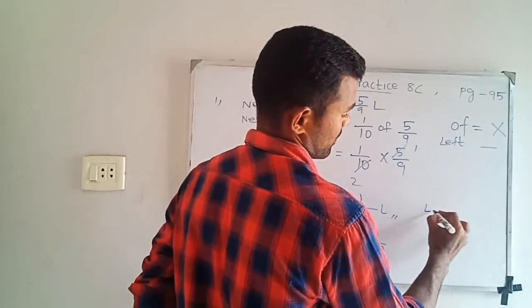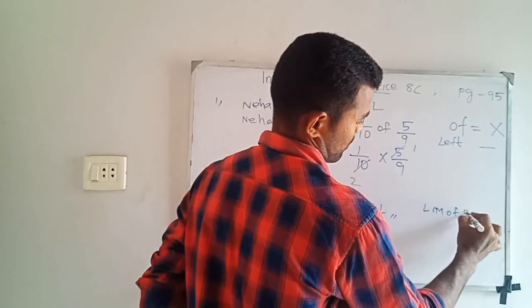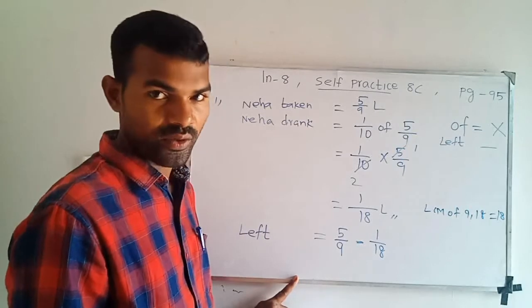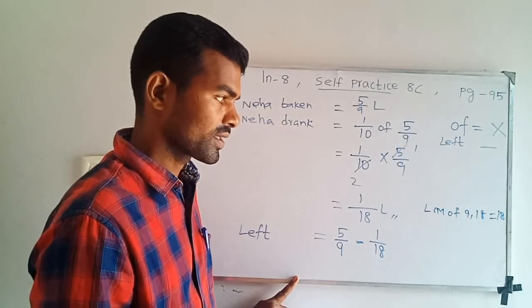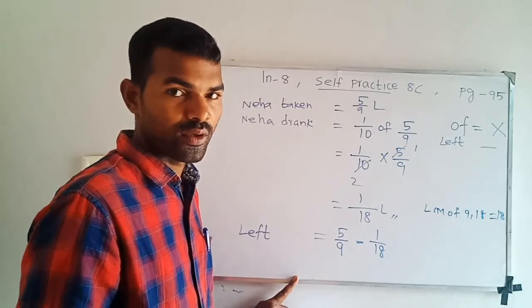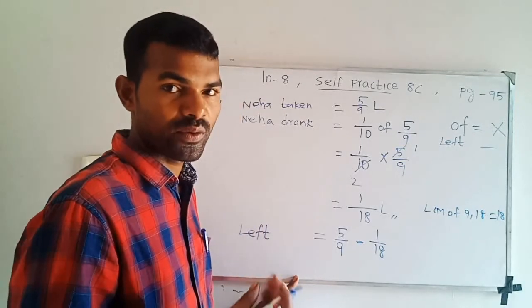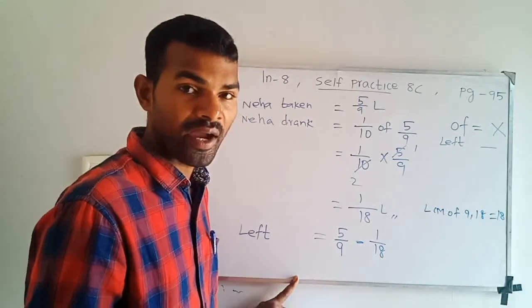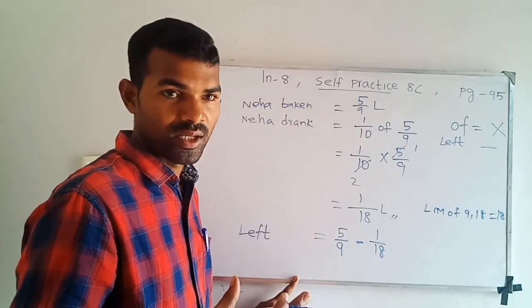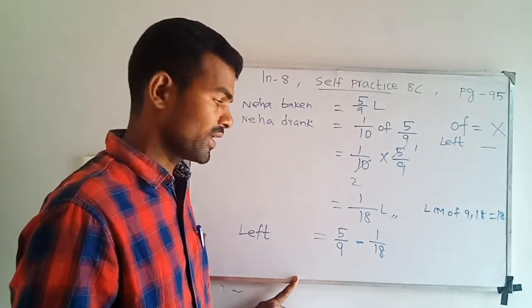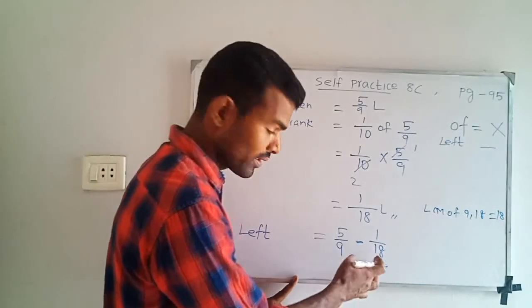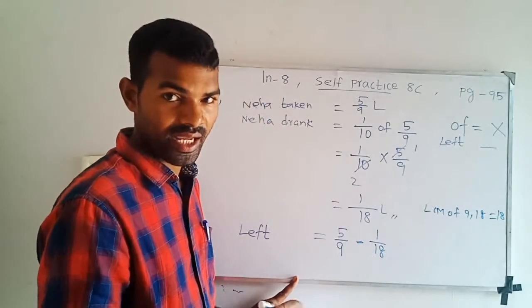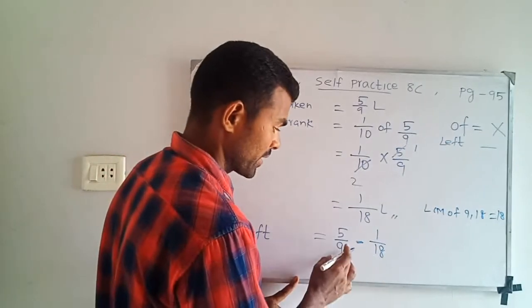LCM of 9 and 18 is 18 only. We know the method how to find the LCM. If you don't know, go to that lesson and revise it. It's very easy, there are 2-3 ways given there. Here 18 is given. Make this 9 also into 18. So 9 multiplied to 18, multiply here with 2.